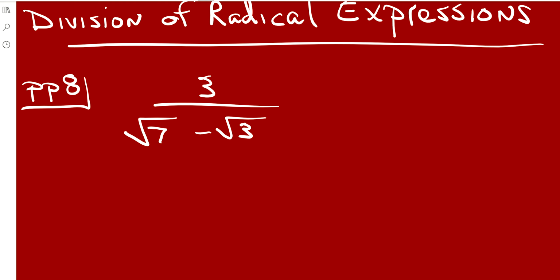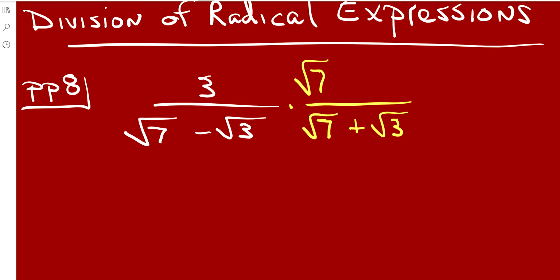All right, so what do I do here? I'm going to rationalize the denominator by multiplying top and bottom by the square root of 7 plus the square root of 3. If this is minus, then I'm going to use addition in the multiplier on the outside. So remember, I have to do it top and bottom too. So it's square root of 7 plus square root of 3.